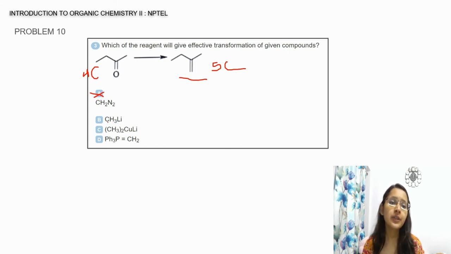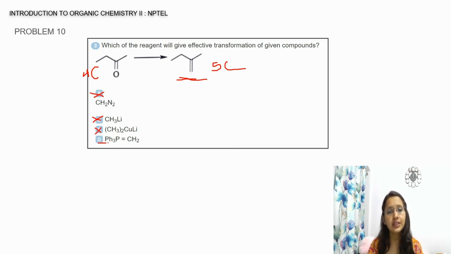Going to methyl lithium will generate an alcohol here, and it would not add an extra carbon for sure, right? So it is not the reagent which is of use here. Also, the third reagent, that is the Gilman reagent, is similar to methyl lithium in that it will also give alcohol formation instead of the alkene. So it is not the required reagent here.